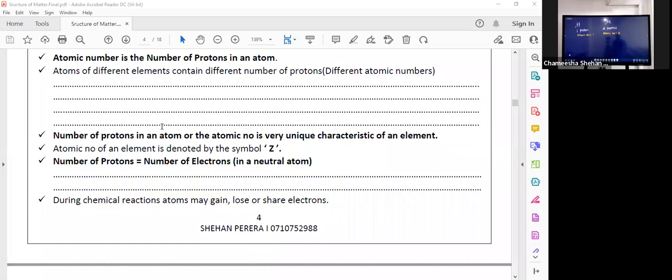Let's start. The atomic number is a very unique characteristic of an element, right? So highlight it, a very unique characteristic. There can be only one atom with a particular atomic number. Okay, the next thing: the atomic number of an element is symbolized by Z.